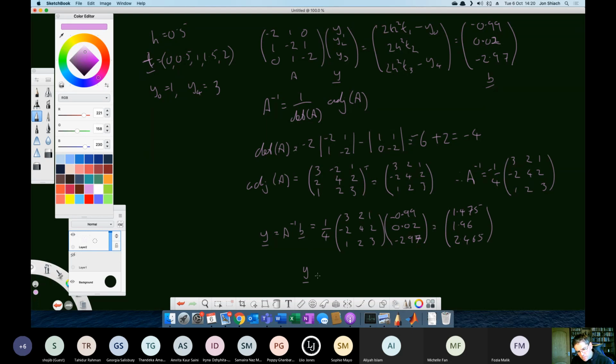So the solution vector y for the whole of it includes our boundary values. So we'll have 1, then y1, 1.96 and 2.465. Those are the ones we calculated, and the other boundary is 3. So that's the solution using finite differences.